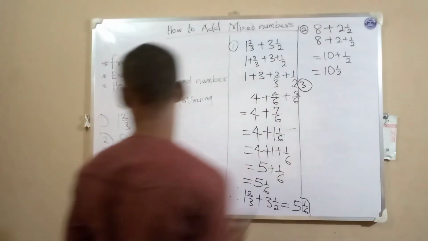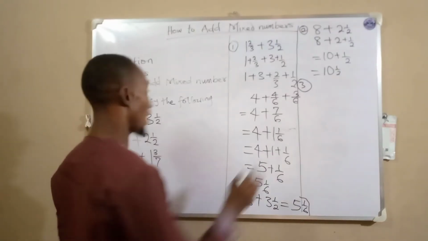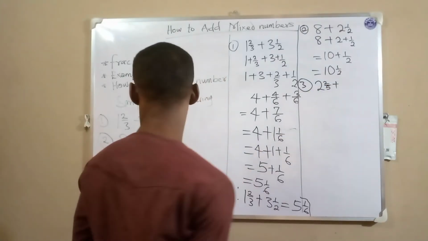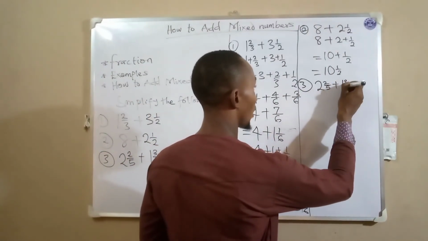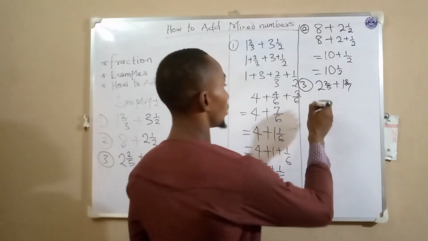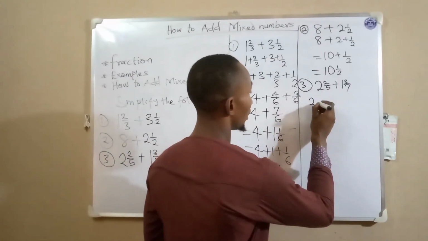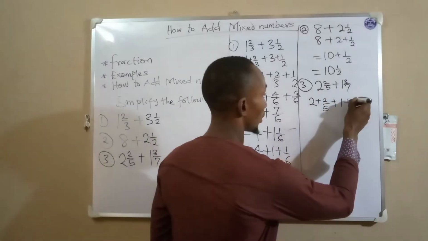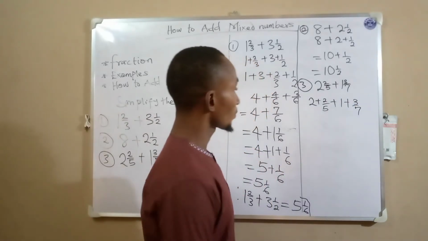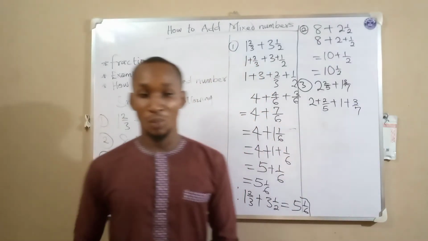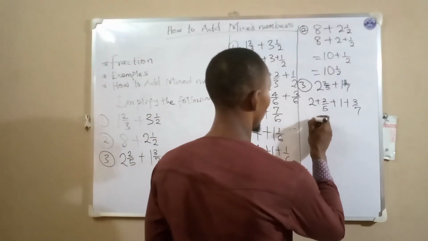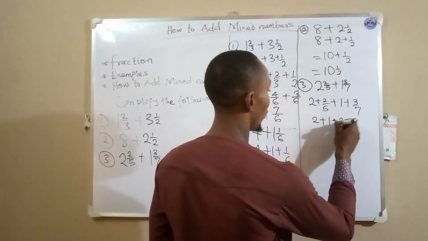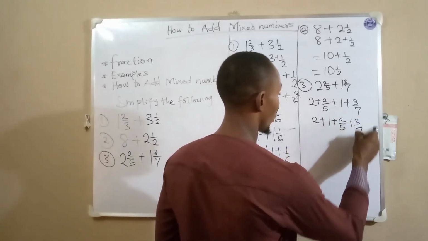We move to the third question. Third question is 2 whole number 2 over 5 plus 1 whole number 3 over 7. This is a mixed number. So we have to write it in this form. 2 plus 2 over 5 plus 1 plus 3 over 7. So add the whole numbers together. It becomes 2 plus 1 plus 2 over 5 plus 3 over 7.